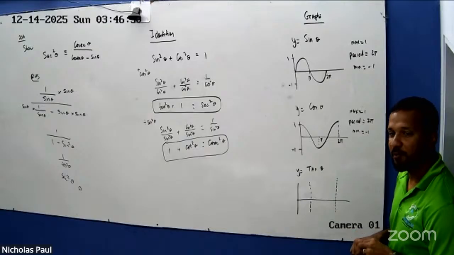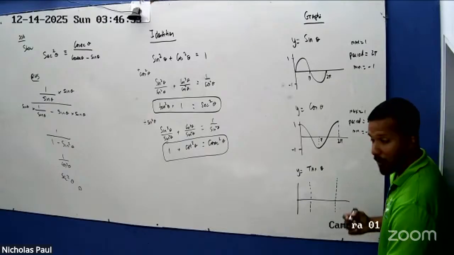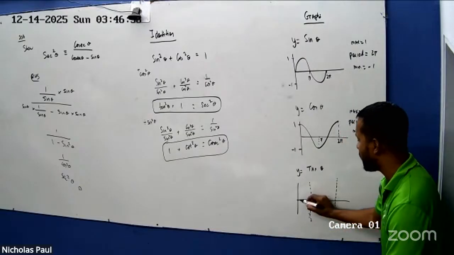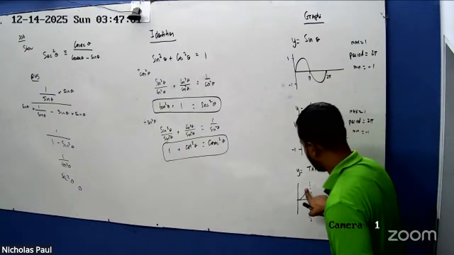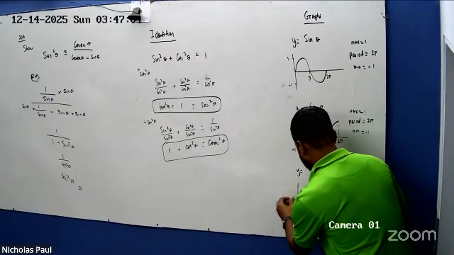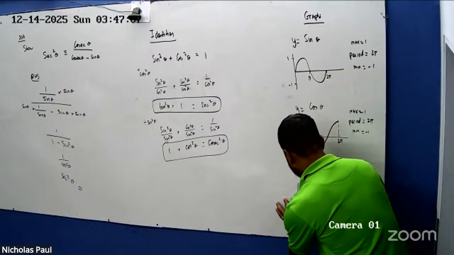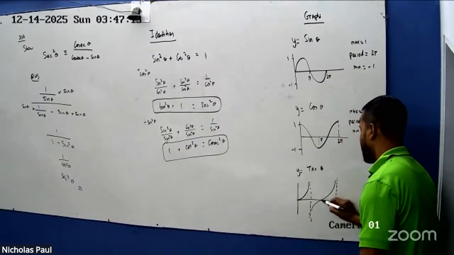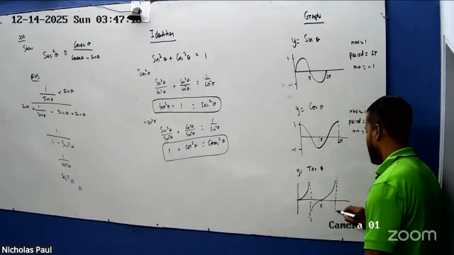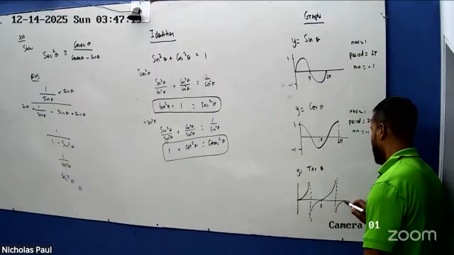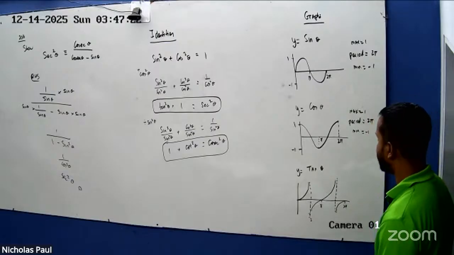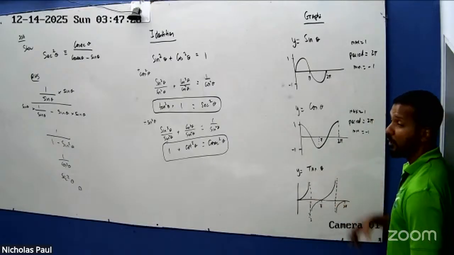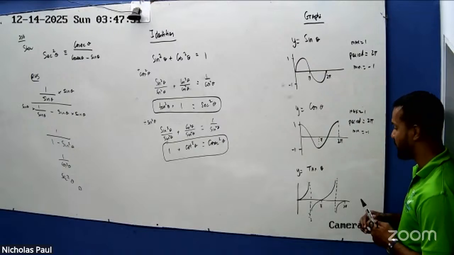Tan graph. How is the tan graph? You have your asymptote at pi on 2, and it looks something like that, right? These are your asymptote lines. So these are the three main graphs that you have to be able to draw.